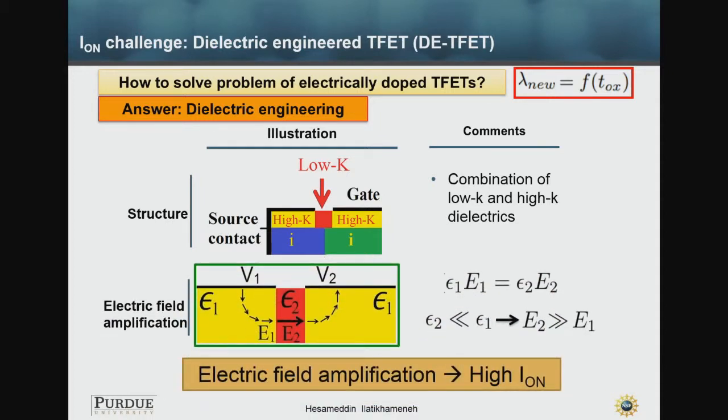So how does this combination of low K and high K help? We know that the displacement field should be continuous at the interface. So if we reduce the dielectric constant, the electric field would increase. And this is a very simple way to amplify the electric field. And this is right on top of the tunnel junction, so our on current would increase.